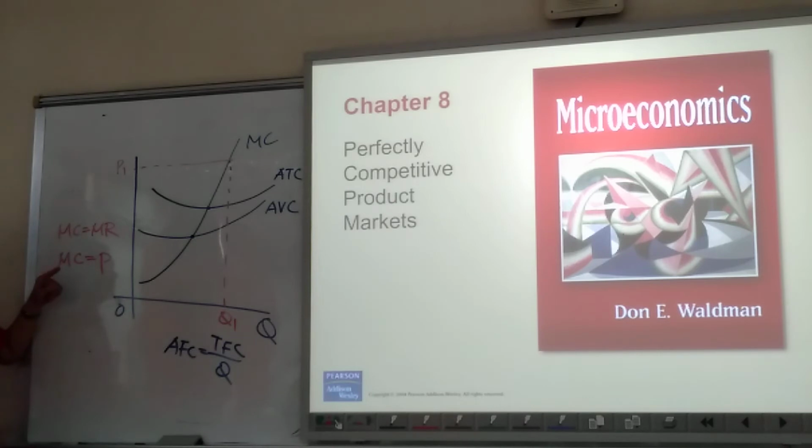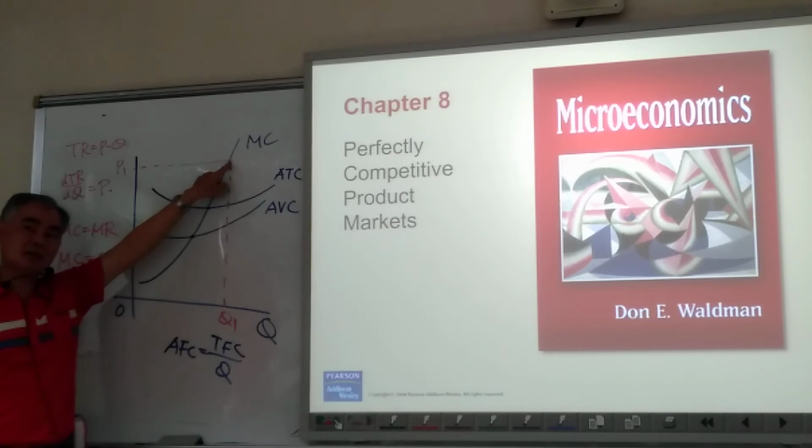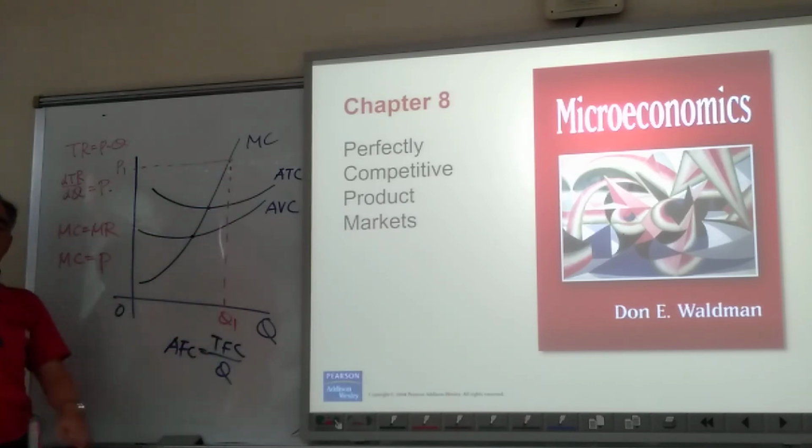Because a competitive firm is a price taker, right? So the total revenue is equal to P times Q, right? So what is the marginal revenue? The marginal revenue is dTR/dQ, which is equal to P. So because the marginal revenue for a competitive firm is price, and they are price takers, MC is equal to P. That is the way a competitive firm chooses the production level. So at this point, P is equal to MC, right? And the production level is down here.